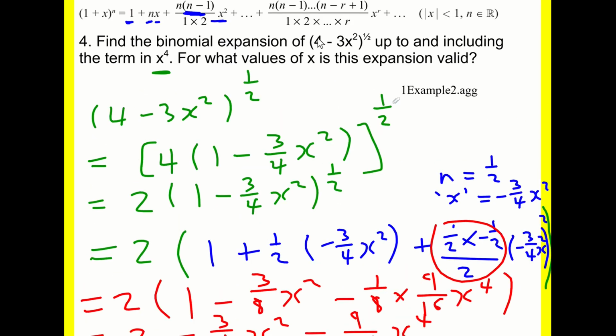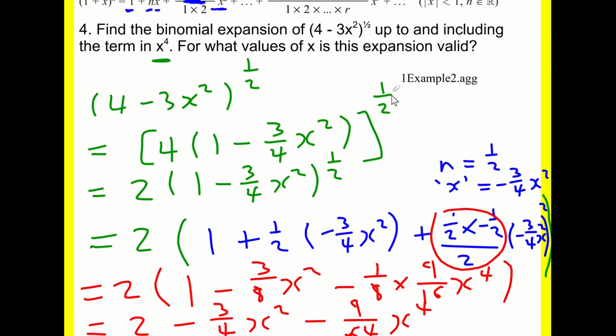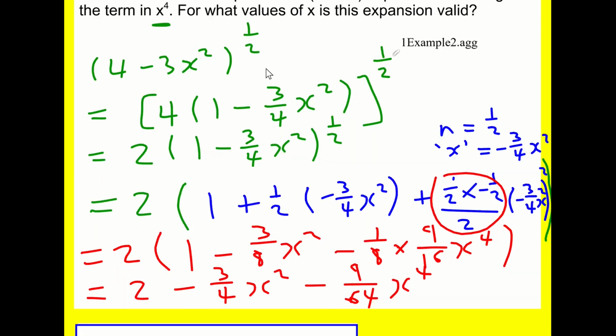It's now got a number there, not 1, and it's got a function of x that's not just a constant times x, it's 3x squared, but we can deal with it in exactly the same kind of way. Whew, wait a minute. For what values of x is this expansion valid? We've not dealt with that yet. Okay.